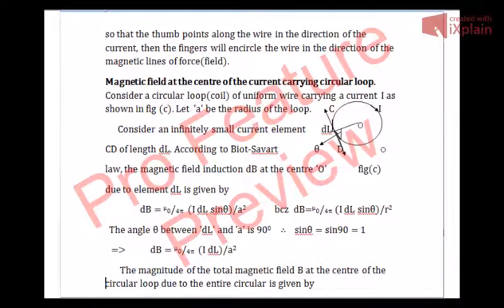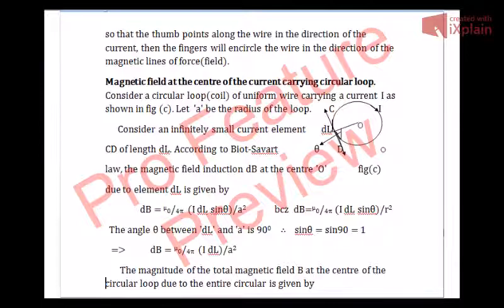Then the fingers, you can see it, if instead of a wire you take a pen in your right hand, and the thumb points in the direction of the current, then the fingers will encircle the wire. If you have a pen in your hand, then the fingers will encircle the pen in the direction of the magnetic lines of force. So these fingers will represent the magnetic lines of force. And then we draw the tangent to these magnetic lines of force to get the direction of the magnetic field.